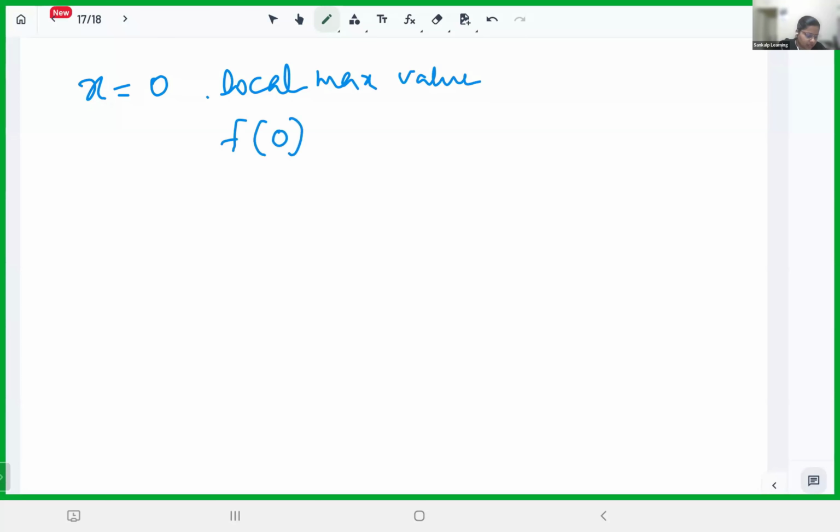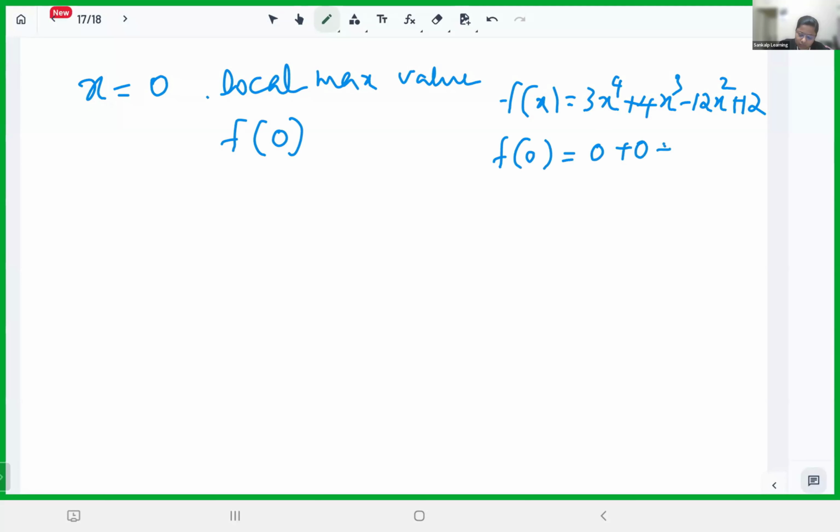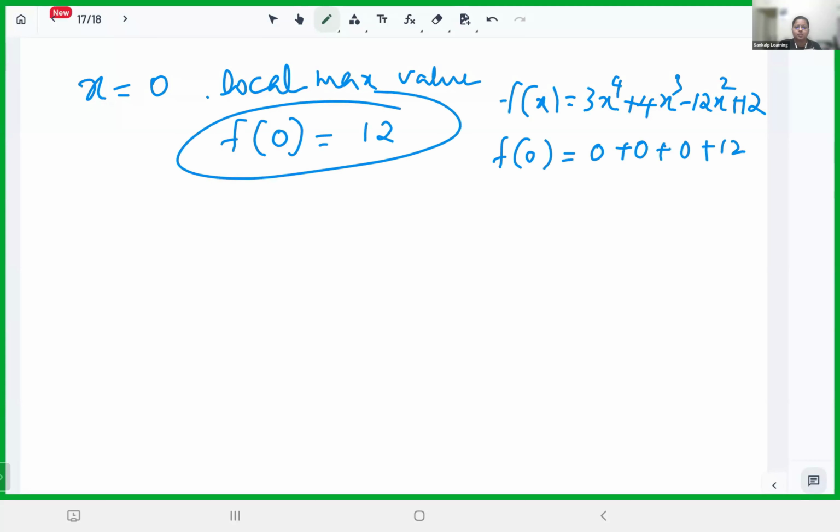So you put 0 in the function. What was our function? Our function was f of x is equal to 3x power 4 plus 4x cube minus 12x square plus 12. So what is f of 0? Put 0: 0 plus 0 plus 0 plus 12. f of 0 is equal to 12. So the local maximum value of the function is 12.